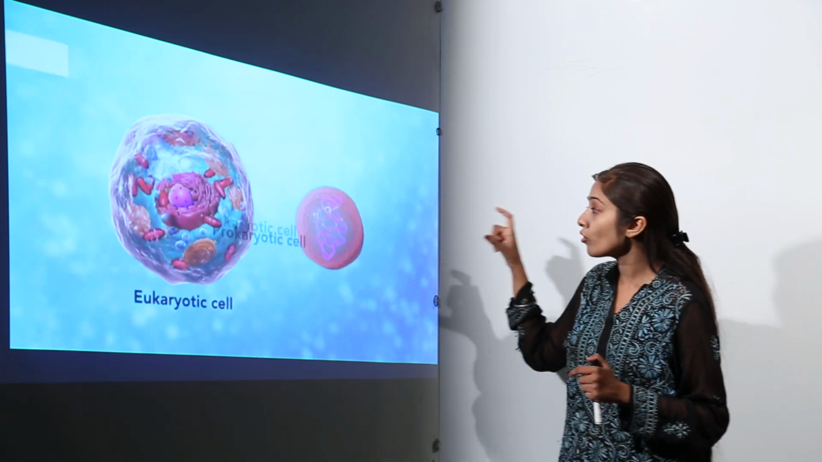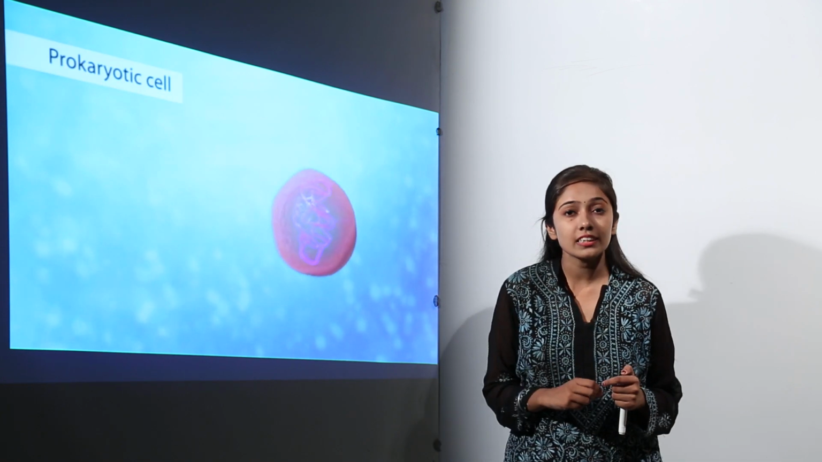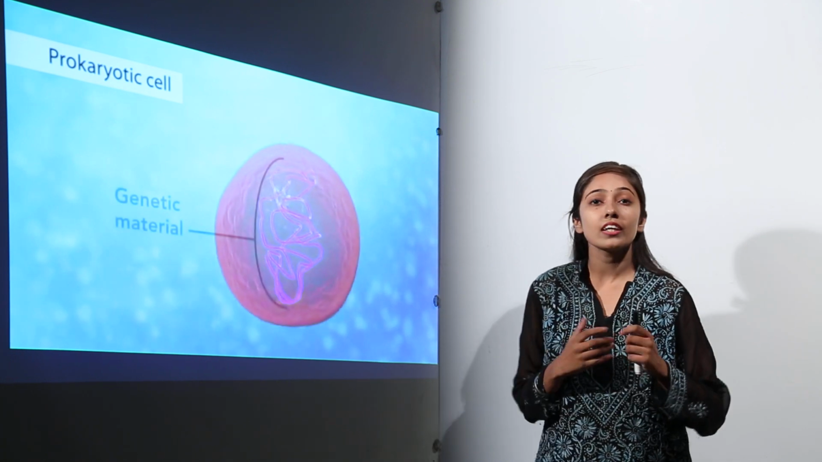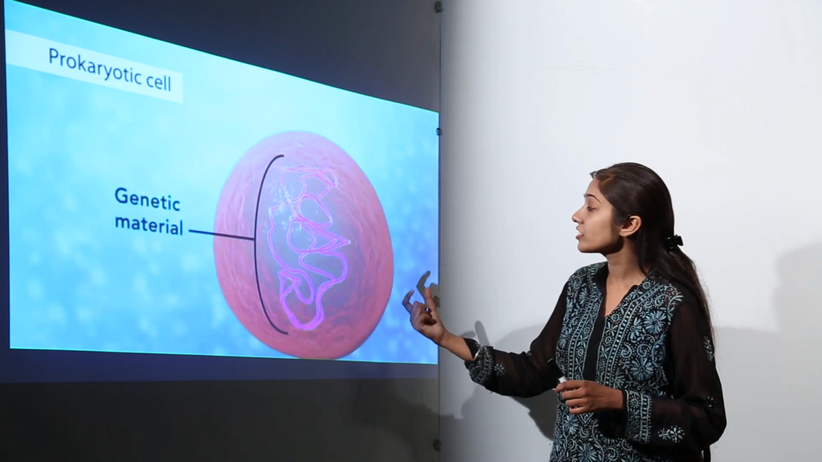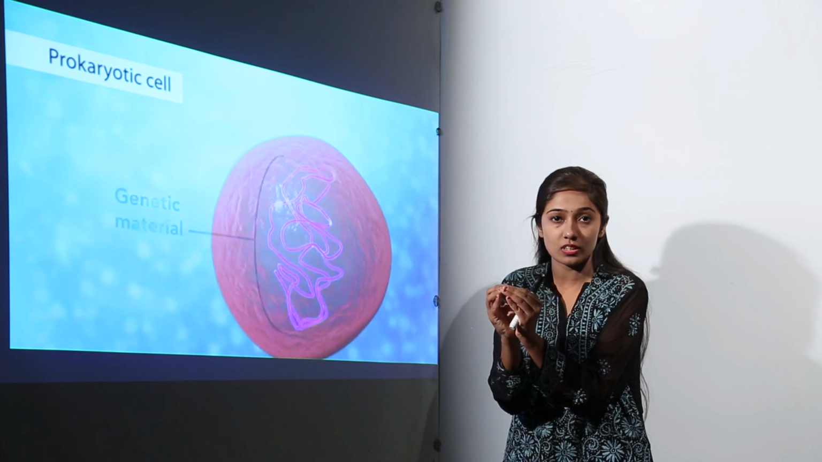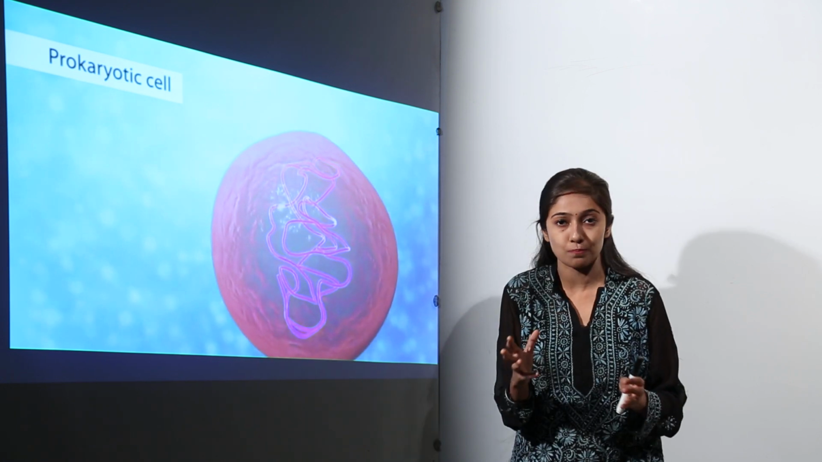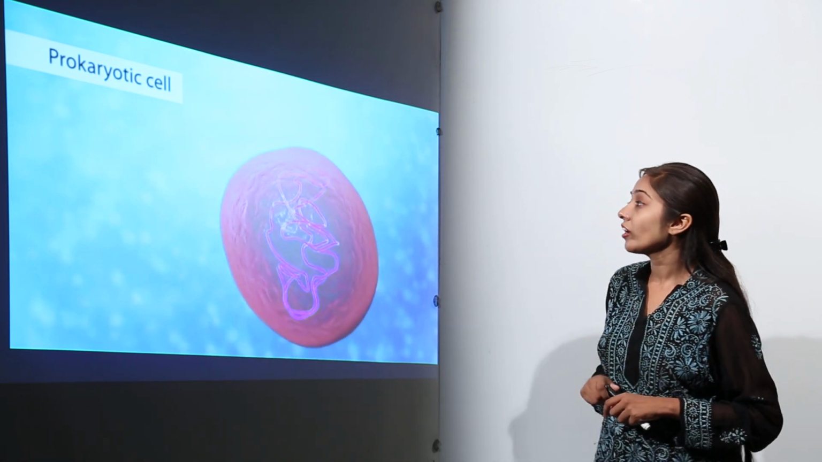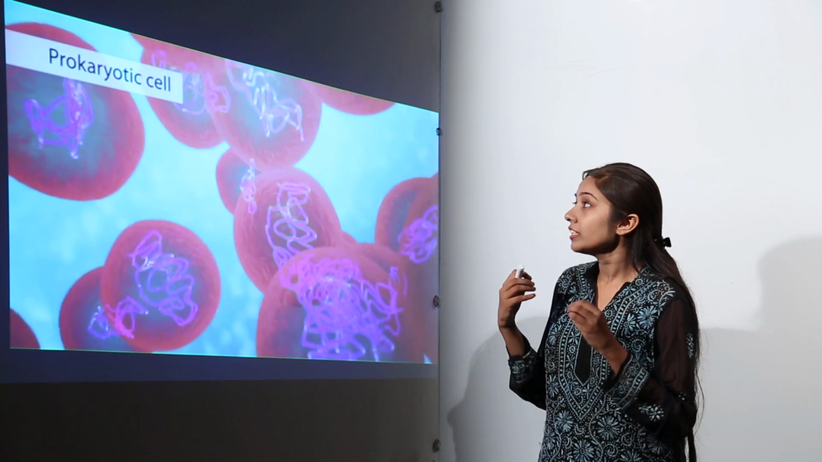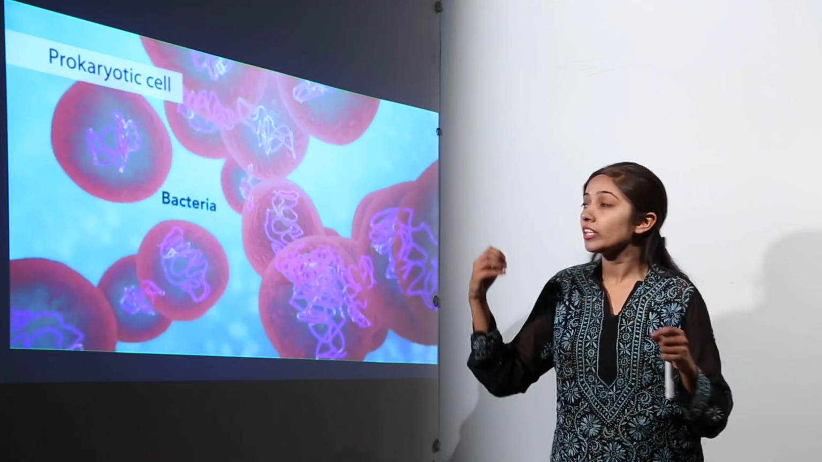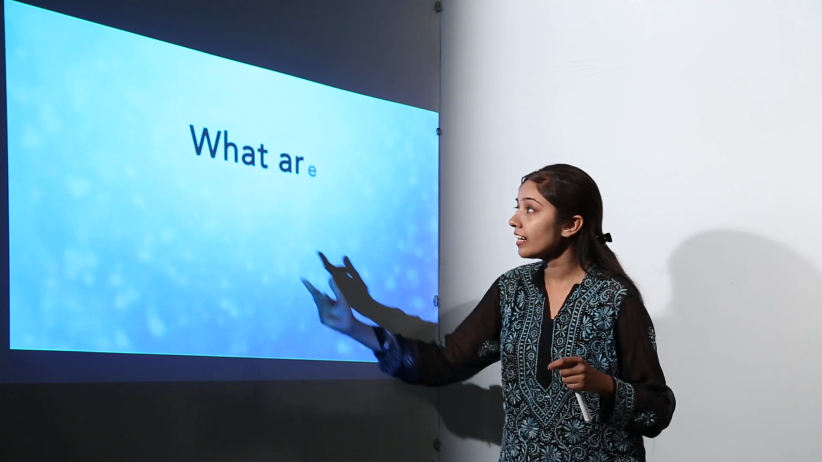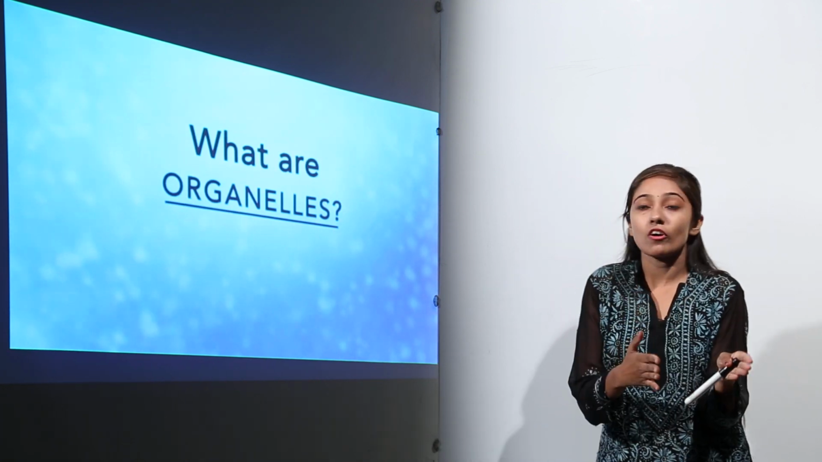Then we have a prokaryotic cell. This prokaryotic cell does not have a well organized nucleus, and you can say the genetic material is not within the nucleus, it is lying somewhere in the cytoplasm. And these prokaryotic cells are generally found in bacteria, right, the primitive organisms.